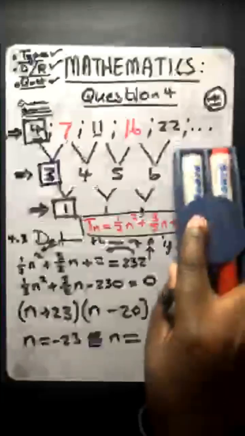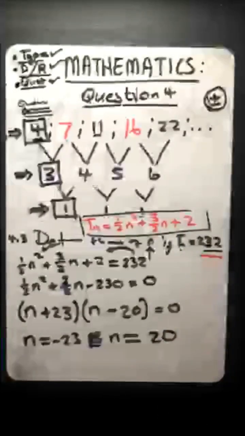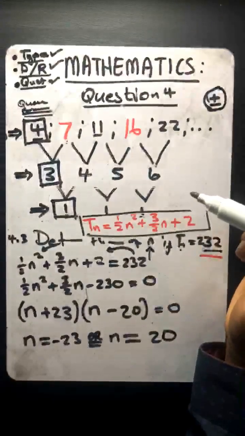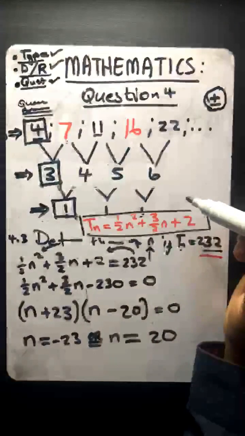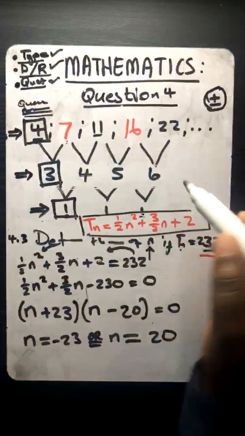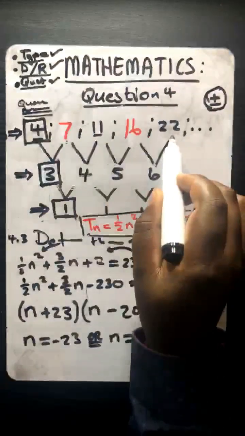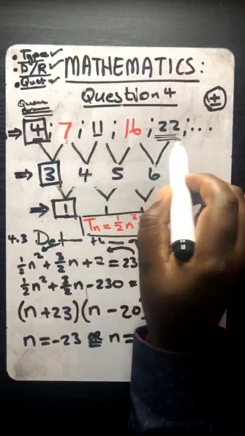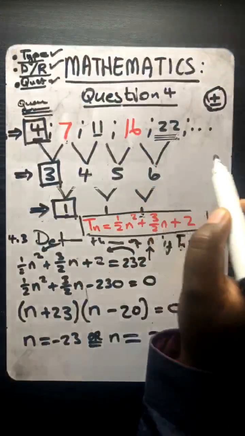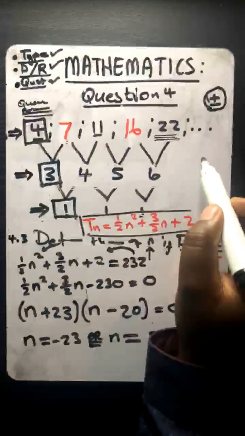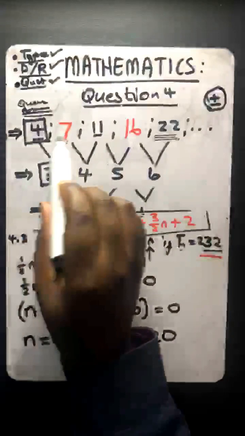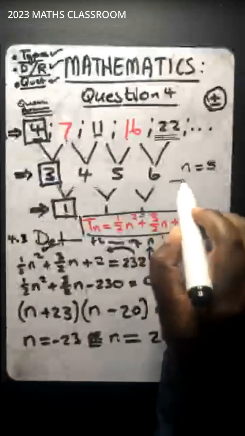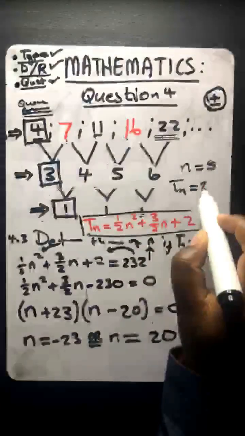Okay, let me answer this one. Then everyone is going to have an understanding of how easy it is, but how tricky these questions may be. So, can you guys see that on that number pattern where Tn is 22, is it not term number 5? 1, 2, 3, 4, 5. That means n is equal to 5, whereby Tn is equal to 22.